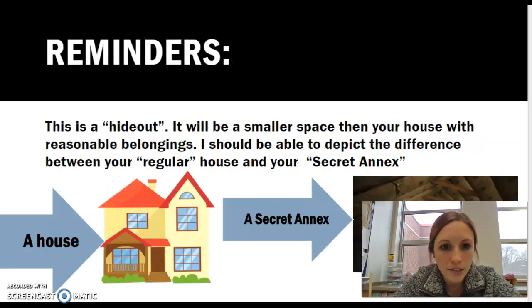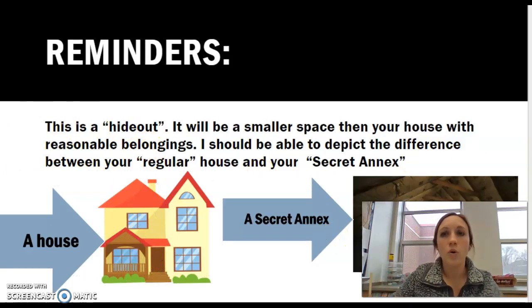A few reminders: this is a hideout. So this space is going to be smaller than the space in your house. So it should be reasonable. So notice the picture of a house. Here's an example of a secret annex around, 1 floor.